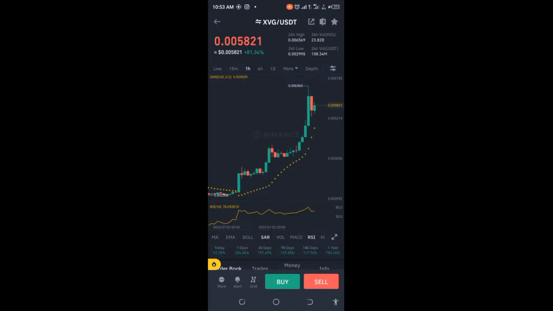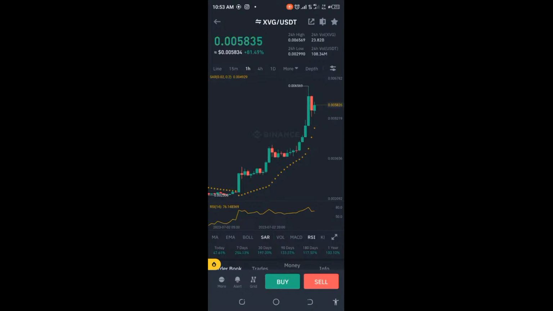Some trades could take like 30, what am I saying? Some trades could take like 30 minutes. Some could take like 9 days or even 10 days. Some could take hours, like 5 hours, 6 hours. So you cannot really tell how long it's going to take.